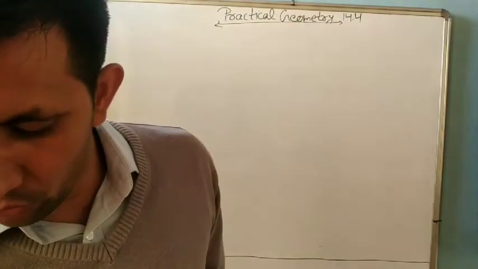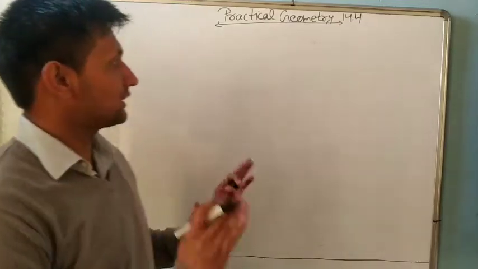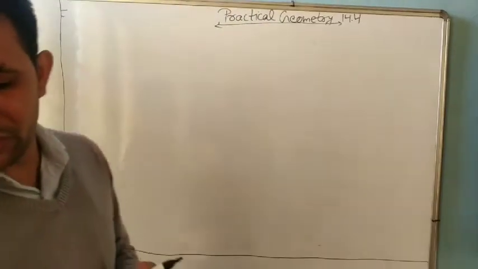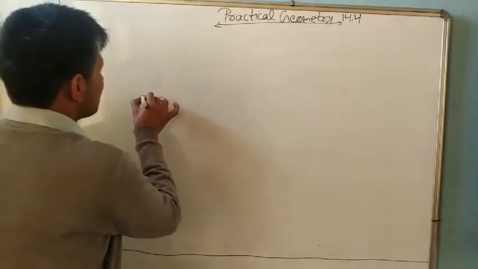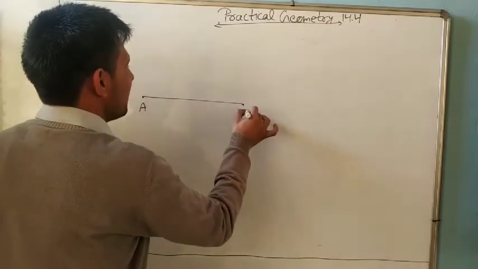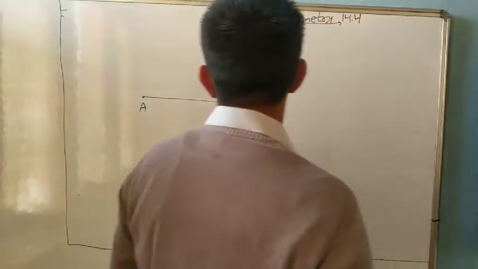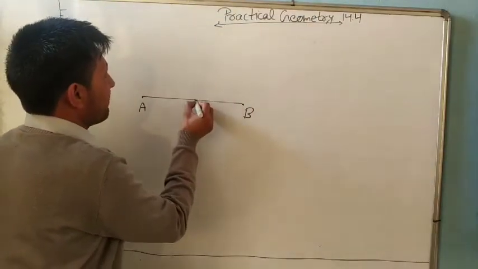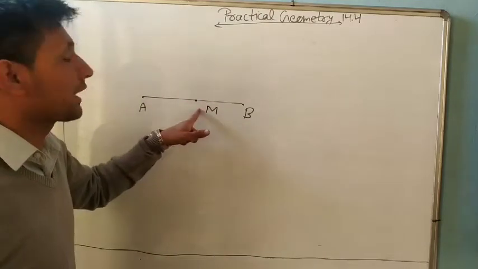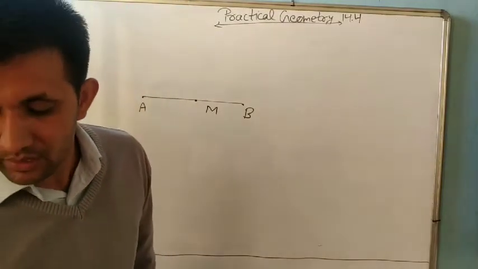In 14.4, first look at an example. In question number 4 in exercise 14.4, what is given? A line is given. What will be given in every question? AB. Any line is given, and in the question it says take a point on AB. Suppose point M. Now draw the perpendicular at M.